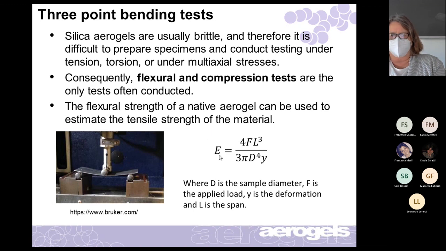And so here's a closer picture, an actual image of that three-point bending that I showed before. So here is a sample. Sorry, this is my sample under test, right? This is not an aerogel, obviously. This is a piece of metal. It is supported on each end, and it is loaded with the force in the middle. So that's why it's three-point bending.